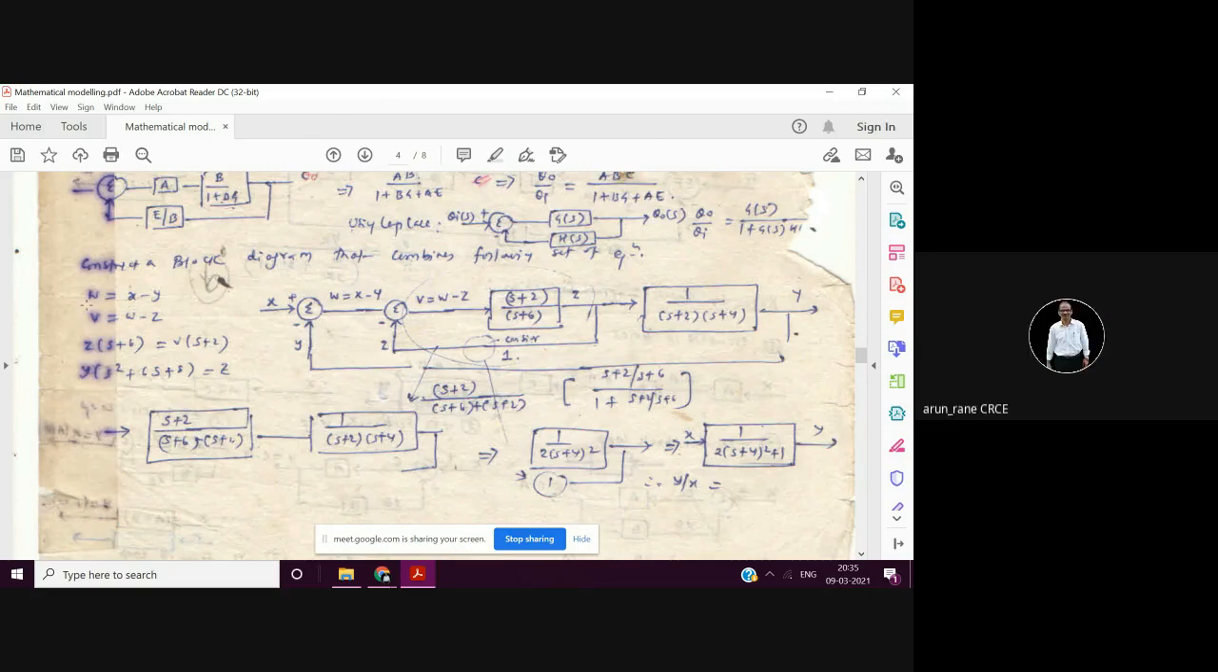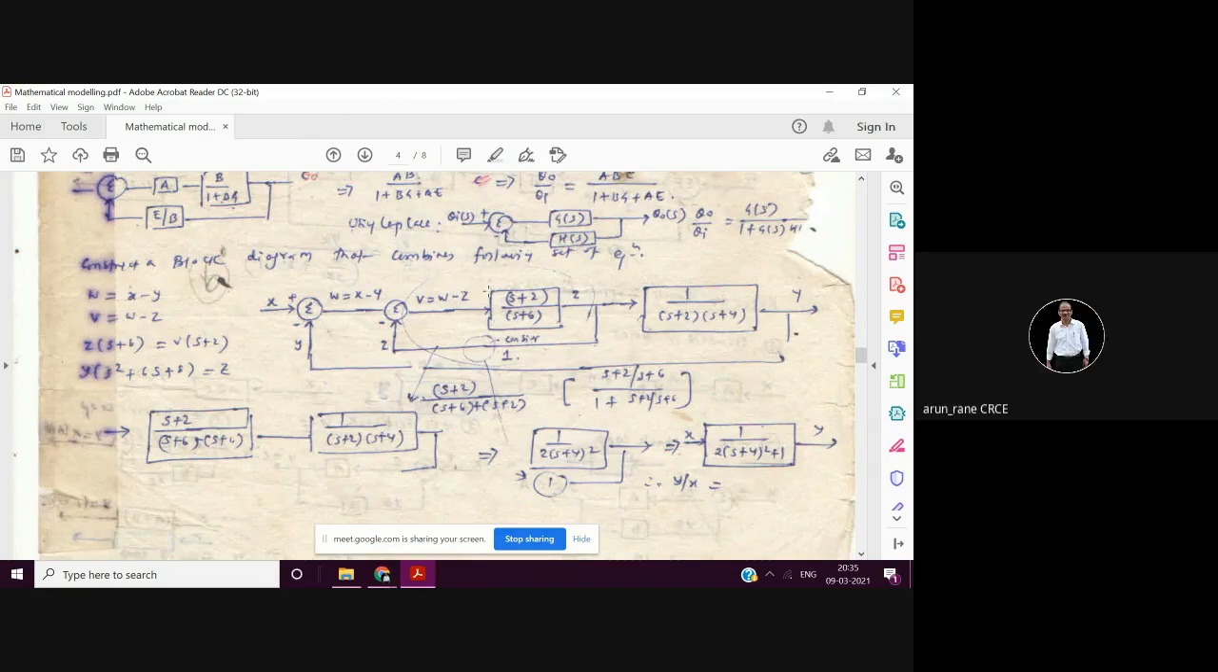So now we'll try to solve this. V is equal to w minus z. So now this signal is w, which is positive. We will have one more summing point, and we will have one more feedback signal, that is z, that is negative, and then we will say v is equal to w minus z. So we are done with the second equation also. V is equal to w minus z.